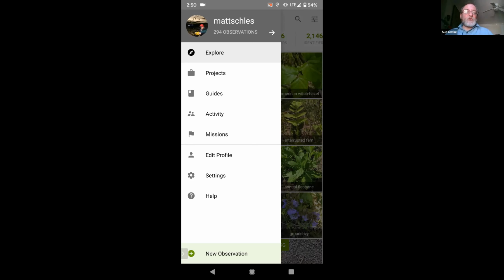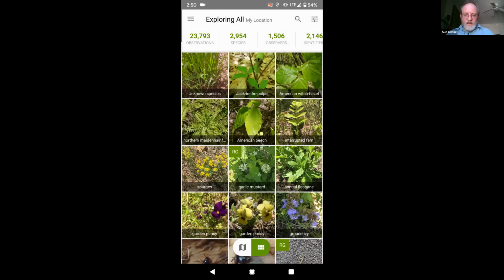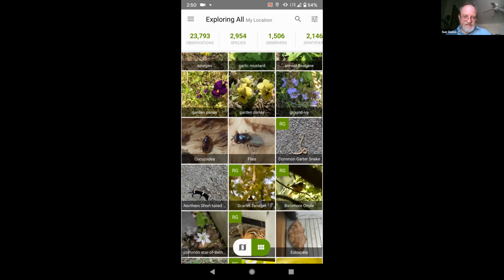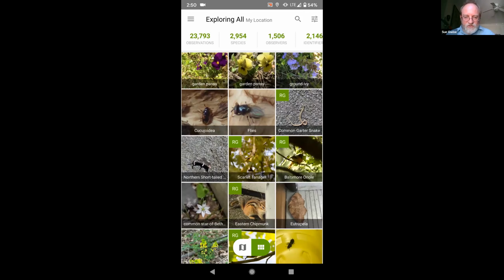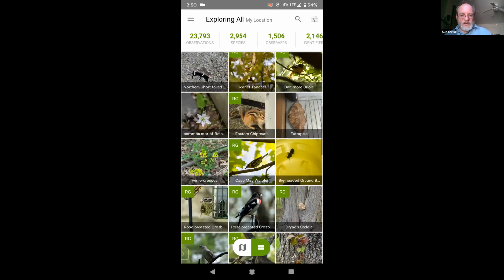But if I just want to explore generally what's in my area, I tap on Explore. And it shows me observations of all the things that have been submitted to iNaturalist in this area. I don't know precisely how it determines what area it's looking at right now, but you can specify the area if you want. I'm going to scroll through a little bit to show you people are posting plants, animals, snakes and a shrew, it looks like, which is cool, and birds. So all kinds of things are getting posted to iNaturalist.